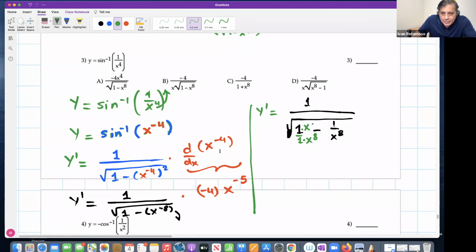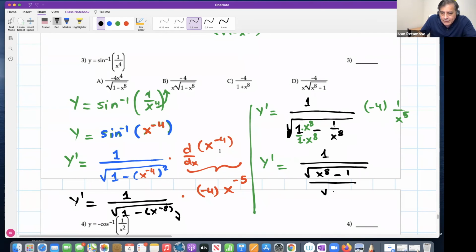Times x to the 8 times x to the 8 here, right? Now, this guy over here, I have minus 4 times 1 over x to the 5th power. Keep it there. Work this out. Y prime will be equal to what? The numerator should be 1 over a square root of x to the 8 minus 1, right? Minus 1. The numerator should be the square root of x to the 8, right? The square root. Maybe I should write it so nobody gets confused. Yeah. One extra step we'll take.